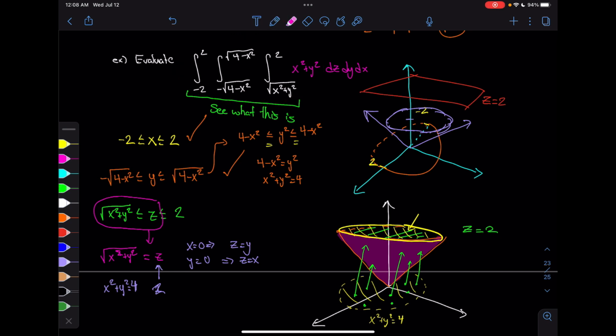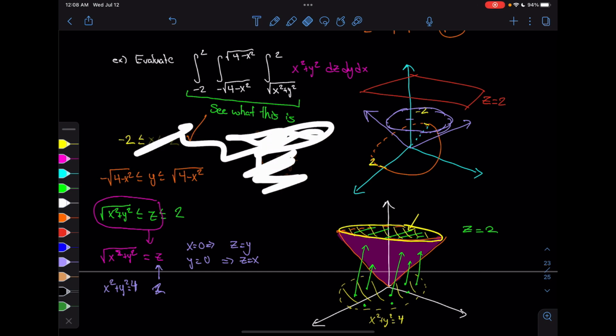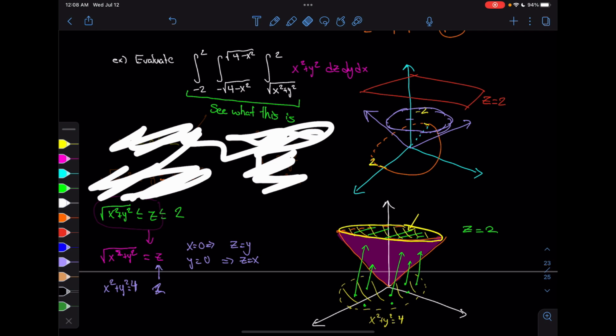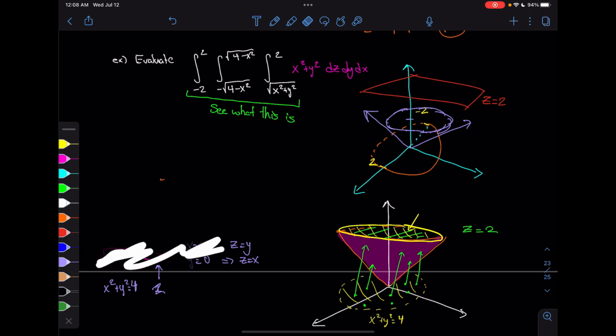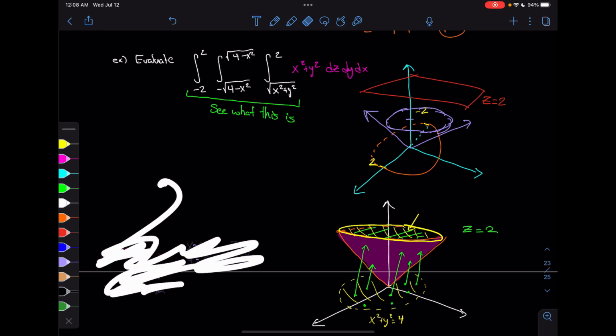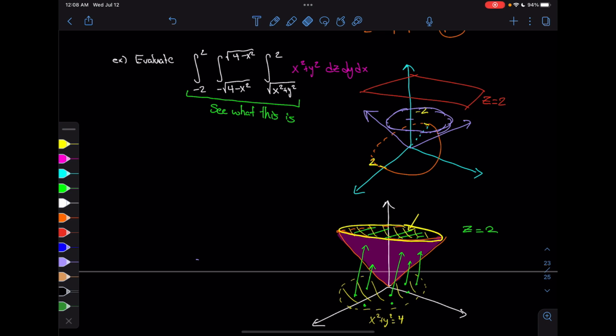So now that we have this, I'm going to make some space. Oops, if I can find the eraser button. I'm going to make some space up here because that way we can see what the original equation is. All right, and now we're going to do this in polar coordinates.